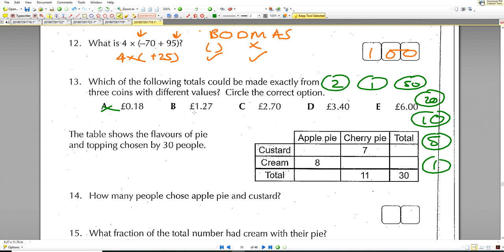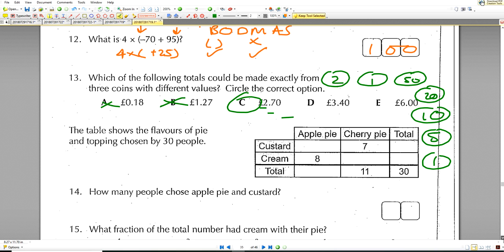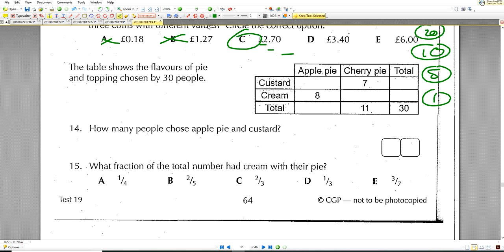£1.27, we make it from £1 and 20p, but you can't make the 7p, you can't make that one. £2.70. You can make the £2 with a coin, 50p with a coin, and 20p with a coin. So C will work. Okay, so question number 13 is C. We don't even need to look at the other ones because we found the answer. Question number 14. Right, again, let's just change color a bit. So we move to a new question, new color.